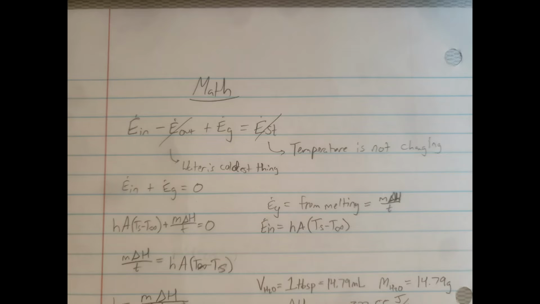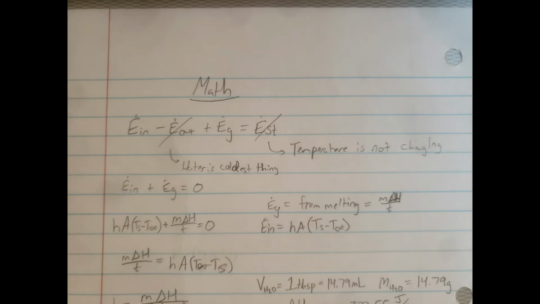On the other side, energy in is just our convection equation, which is, because we've assumed there are no temperature gradients inside, so the entire surface is going to be the same temperature, just the convection coefficient times the surface area times the difference in temperature between the air in the room and the ice, or Ts minus T infinity. Now, as we rearrange this, we find that the energy from melting must equal the energy from convection, and therefore we can set these equal to each other.